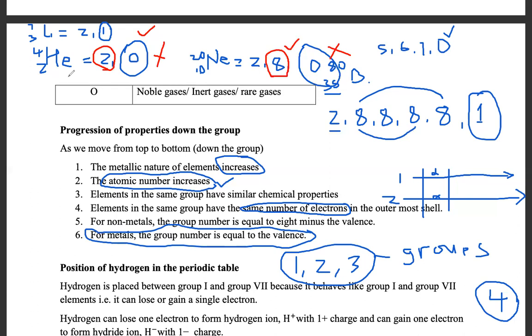So now we're saying that for non-metals, the valence is found from the number of electrons. If they are 5, you take these 5 and subtract from 8. 5 from 8 will give us 3.